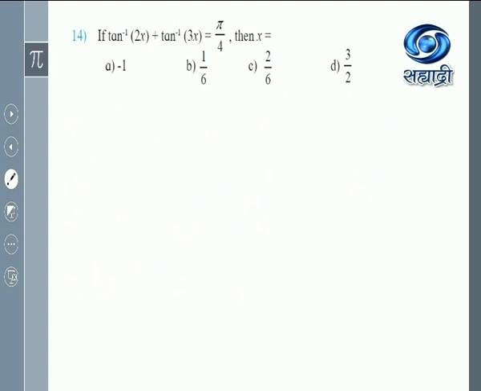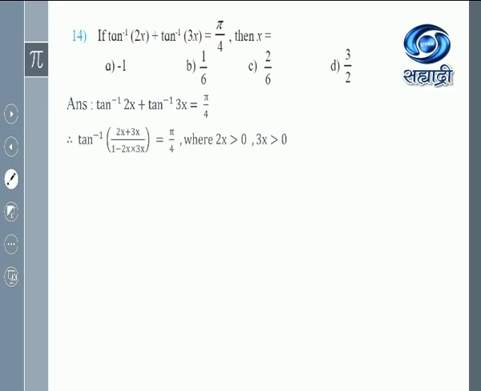Number 14. If tan inverse 2x plus tan inverse 3x is equal to pi by 4, then x is equal to, 4 options are given. Let us see the method. Tan inverse 2x plus tan inverse 3x is given to you as pi by 4. Now we use the property. Which property? Tan inverse x plus tan inverse y is equal to tan inverse of x plus y upon 1 minus xy. So with that we write down this bracket.